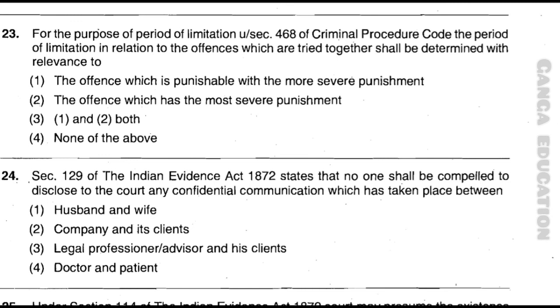Now question number 23. For the purpose of period of limitation under section 468 of Criminal Procedure Code, the period of limitation in relation to the offences which are tried together shall be determined with relevance to. Option number 1, the offence which is punishable with the more severe punishment. Option number 2, the offence which has the most severe punishment. Option number 3, 1 and 2 both. Option number 4, none of the above. And the correct answer is option number 3, 1 and 2 both.